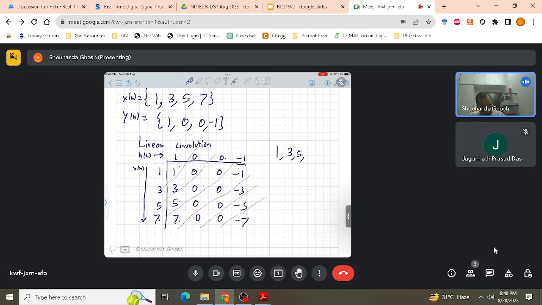Here 7 and a 0 and a 0 and a minus 1, that's 6. 0 and a 0 and a minus 3, 0 and a minus 5 and minus 7. Okay, so how many points should it be? 4 plus 4 minus 1 is a 9 point. Is it so? 1 2 3 4 5 6. Sorry, I'm doing silly mistakes over here again. It's a 7-point sequence, so it's 1 2 3 4 5 6 7. So we have got a 7-point sequence.